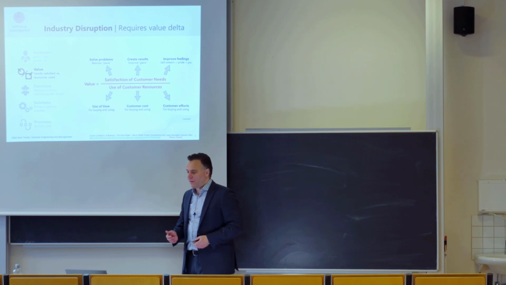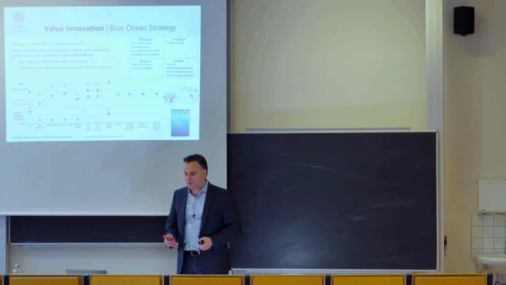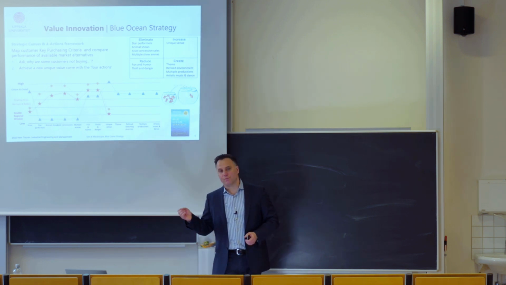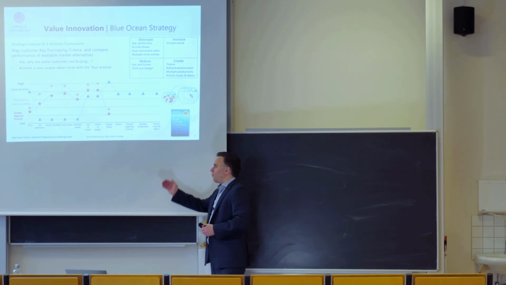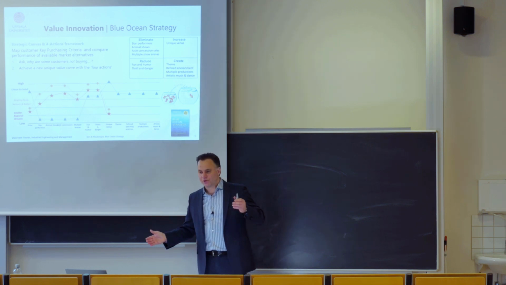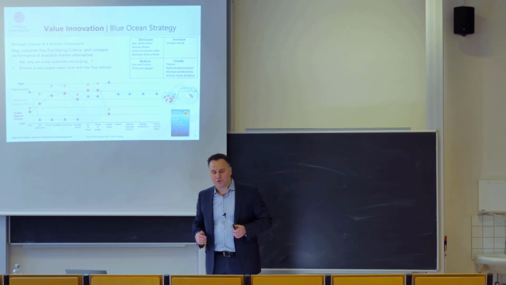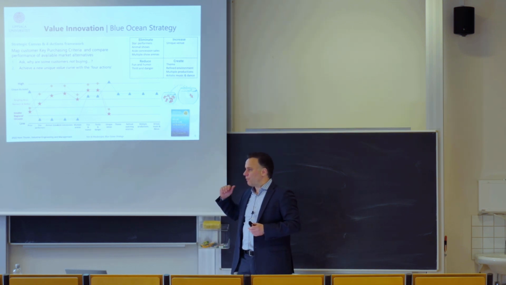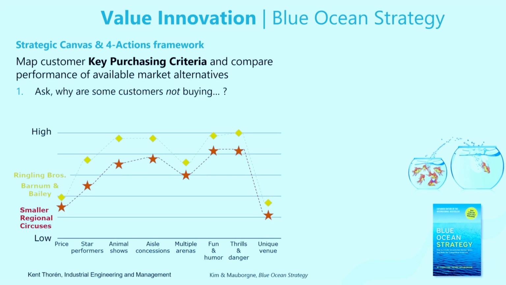And one way that is relevant for looking at industry disruption is value innovation. And the framework mostly used here is the Blue Ocean strategy. And Blue Ocean strategy takes a look at what is today, map it out, look at what customers value here, what are the parameters they use when they try to choose when buying something of this category. And that's called the key purchasing criteria. And how do we rate on these criteria?